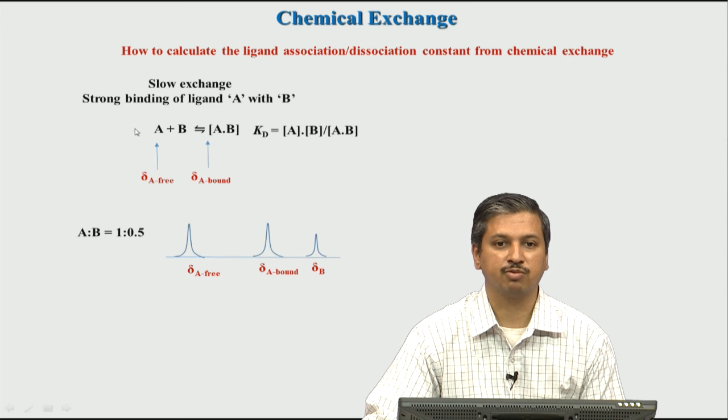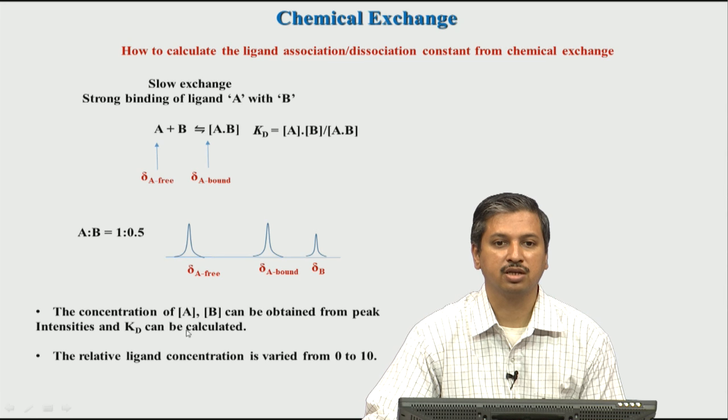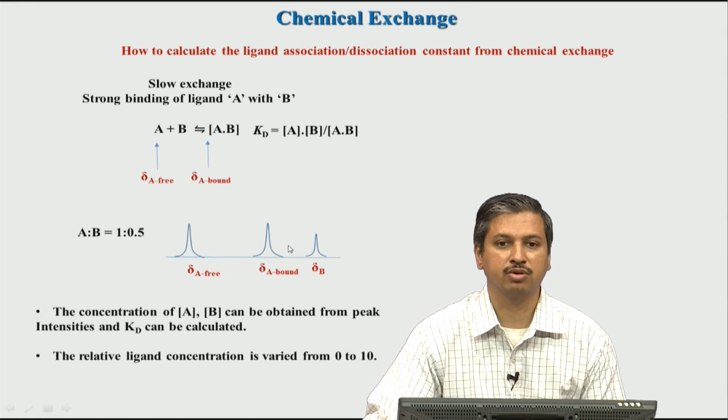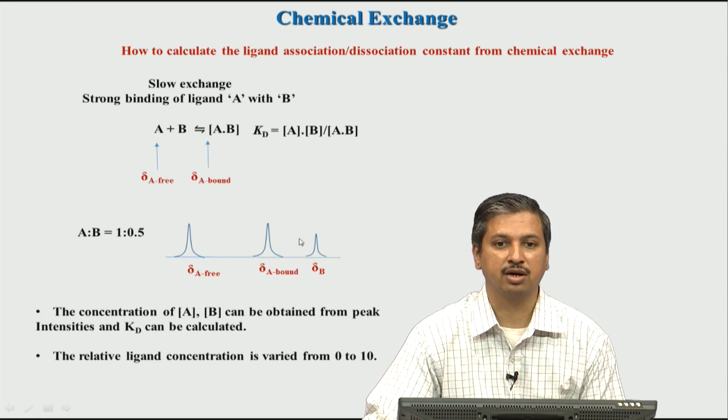Why? Because one comes from the free A, and B is also a proton. You will have a proton, that is free B, shown here, and a complex which will have a bound form. So, based on the intensity, the concentration of A and B can be obtained, because the intensities of the peaks, remember in NMR, are directly proportional to concentration. We have seen this in the theory part of the course. So, intensities or area under these peaks are directly proportional to their concentration.